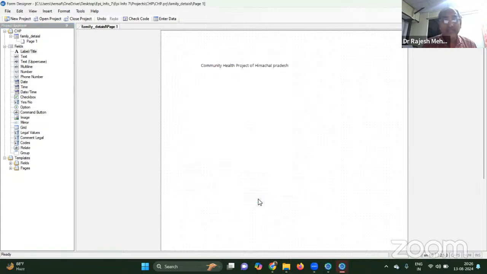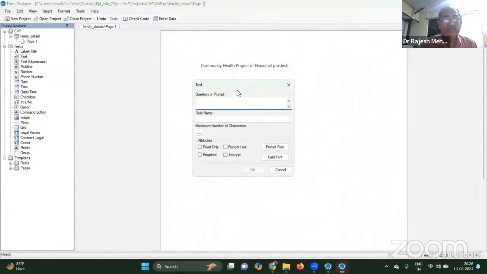Now, this can be done in Gujarati, Hindi, whatever language you want, whatever languages are supported. Right? There's a title. You can change the color, etc. Then there's a text. First question, you can say serial number of the family. Automatic it will take. You can select again. You can just say SR number.